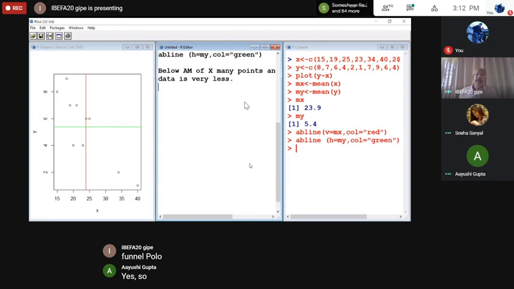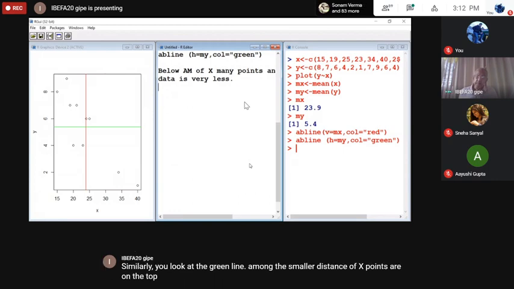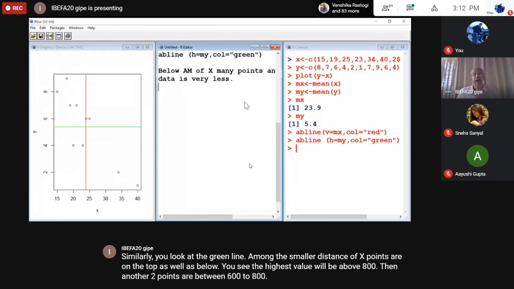Similarly, you look at the green line. Among the smaller distance of x, points are on the top as well as below. You see the highest value will be above 800. Then another 2 points are between 600 to 800. And so on.